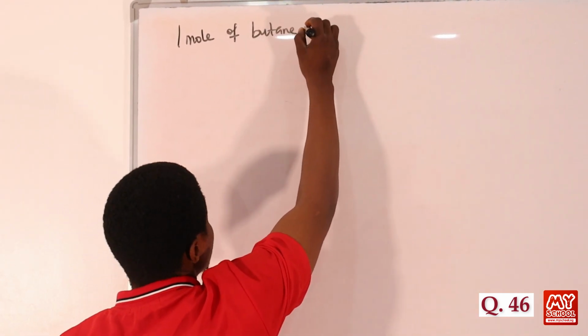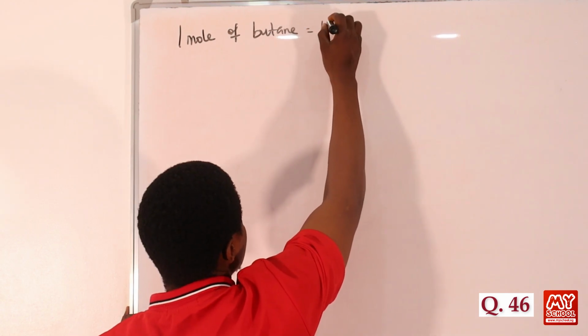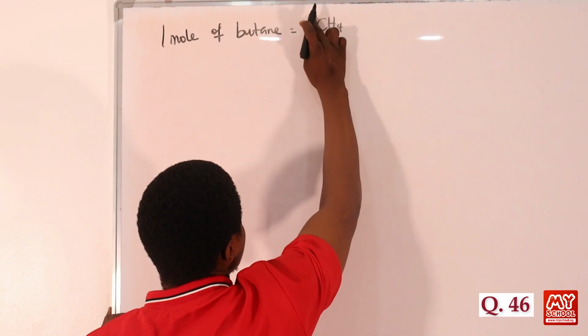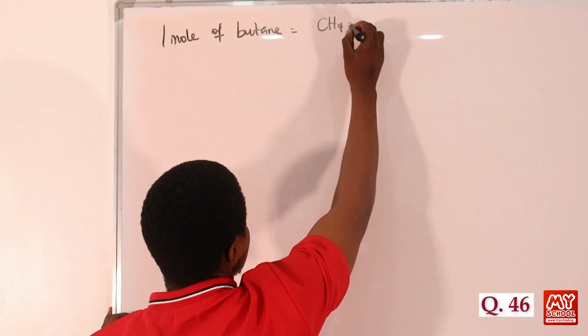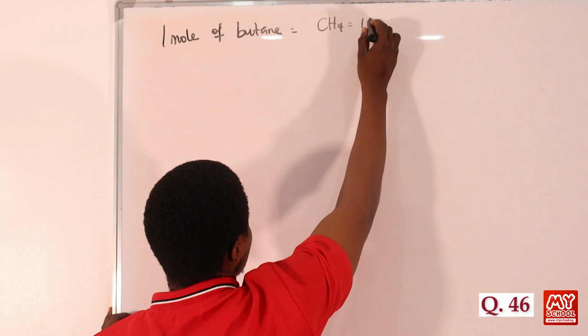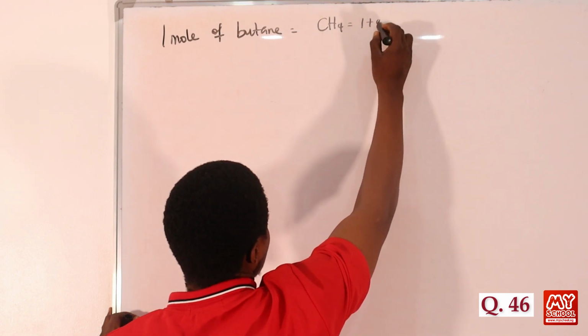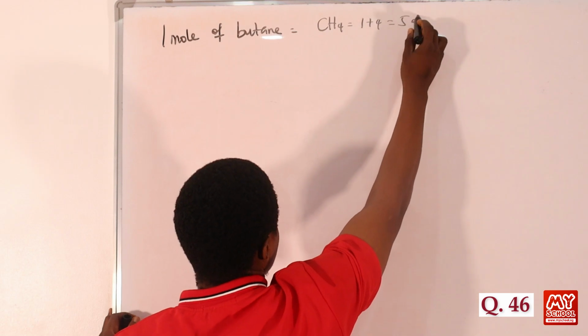So that is 1 mole of butane, that is 1 times. Butane is actually CH4, okay? So we have carbon is 1, plus hydrogen, we have 4 atoms of hydrogen here. So plus 4, that is 5 atoms.